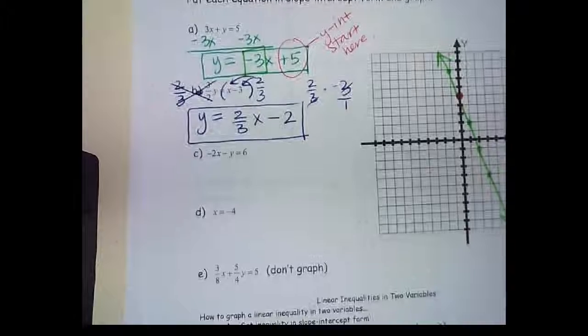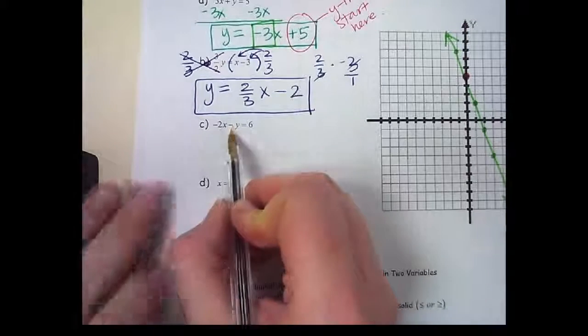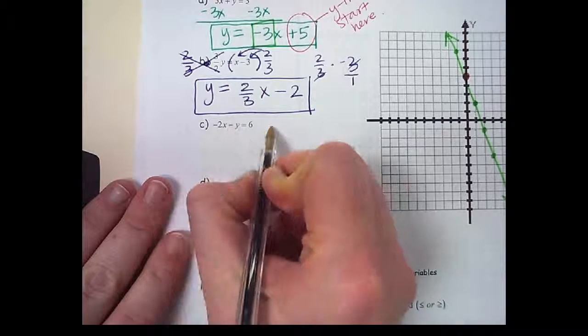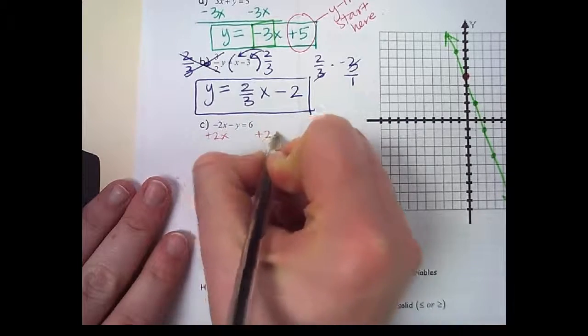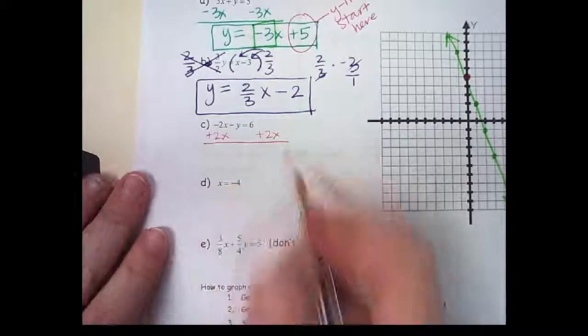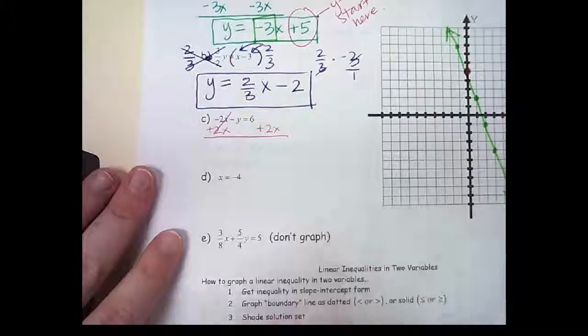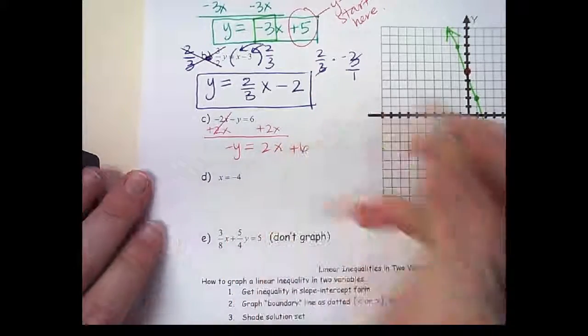Okay, on C, how would you get y by itself on C? Plus, you can add y. Someone in my other class said that too, and that's totally fine. I always keep y on the left, and I just work from there. So if you want to add y and then subtract 6, you can. I go this route. It does not matter to me, whichever one is more comfortable for you. So I'm going to add the 2x over. If you want to do it the other way, that's fine.